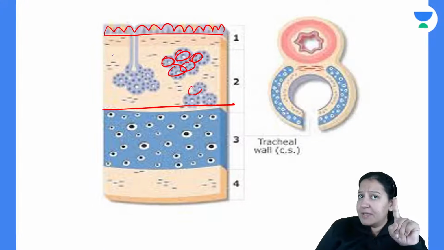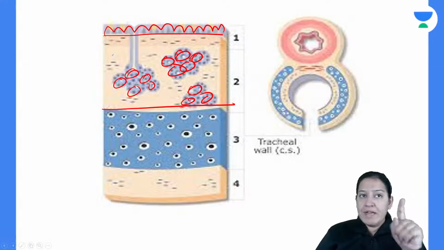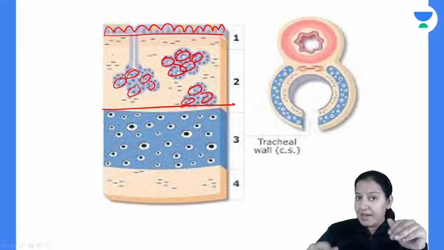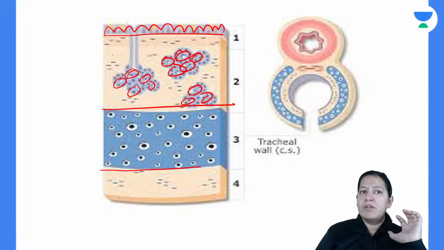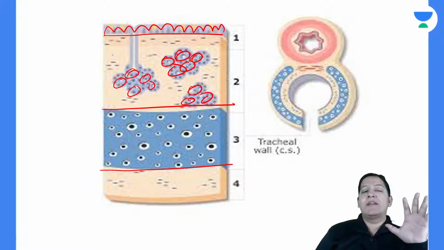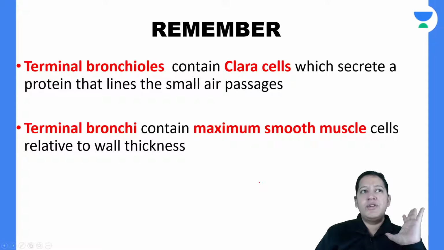The glands are present in submucosa. If you can understand this, you will understand chronic bronchitis. Chronic bronchitis means there is a problem in the submucosa. The glands will undergo hypertrophy and hyperplasia, right? The third layer is muscularis propria, having cartilage inside it. And the outermost layer is adventitia or serosa. So these are the 4 layers you should understand.